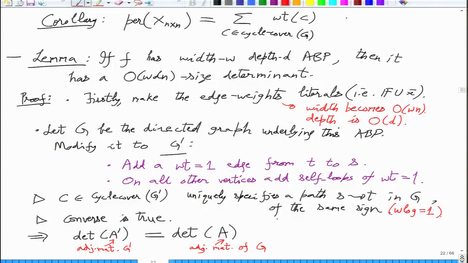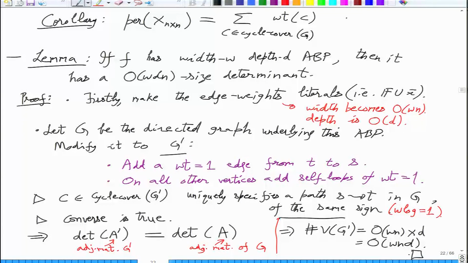And finally, you can do the size calculation. So the number of vertices in G prime is just W n cross D. So that's the determinantal complexity of the original ABP. That finishes the proof. Is this clear?